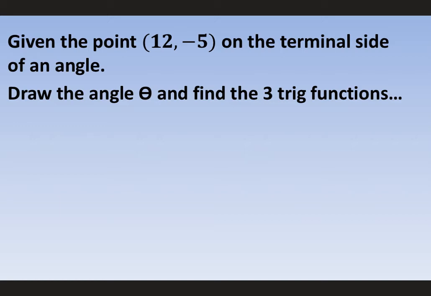All right, let's go ahead and try what a problem is going to look like on the homework for this section. It says, given the point (12, -5) is on the terminal side of an angle, draw an angle theta and find the three trig functions. So we have to draw our angle. What you're going to do is draw an xy axis, and then plot the point (12, -5). I'm going to go to the right 12 and down 5. This doesn't have to be to scale in any way, but I'm going to put a point right there.